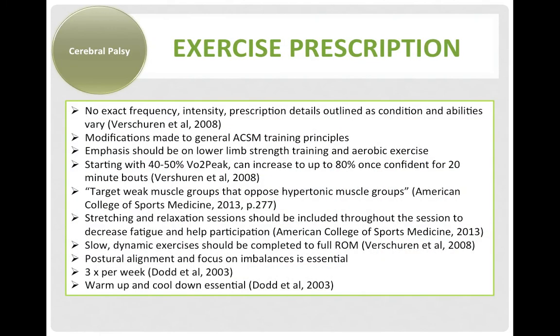Exercise prescription. There are no outlined frequency, intensity, or volumes prescribed as conditions and abilities vary. Modifications must be made to the ACSM training principles in order to account for these conditions. Emphasis should be on lower limb strength training and aerobic exercise. Beginners should start with 40 to 50% VO2 peak, and then they can increase to up to 80% once confident, for 20-minute bouts. Stretching and relaxation sessions should be included throughout the session to decrease fatigue and help participation.